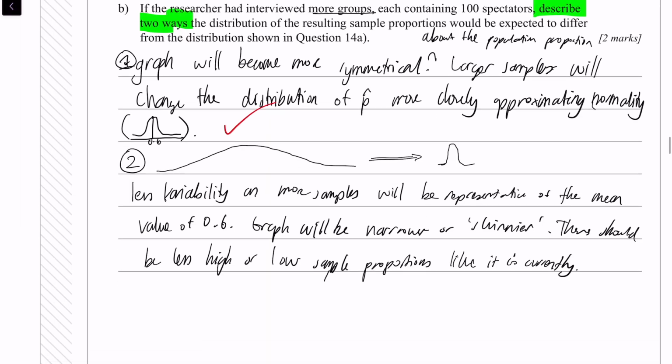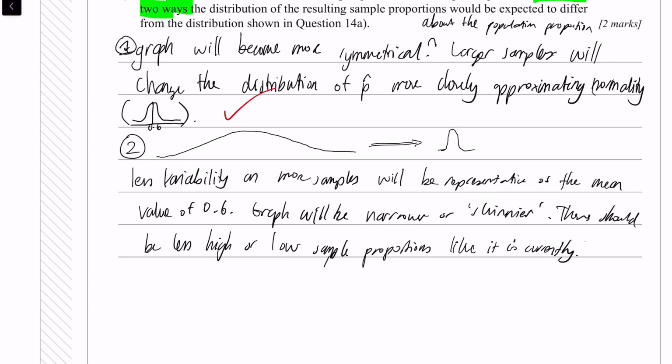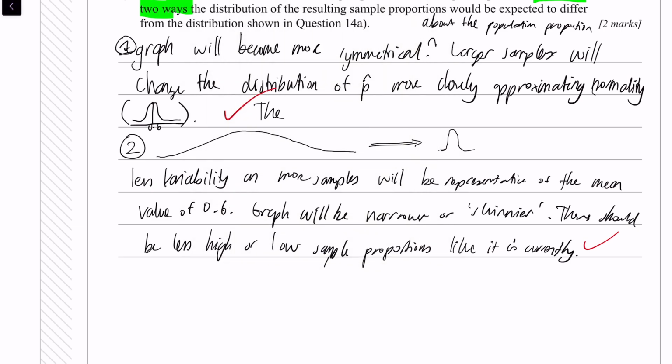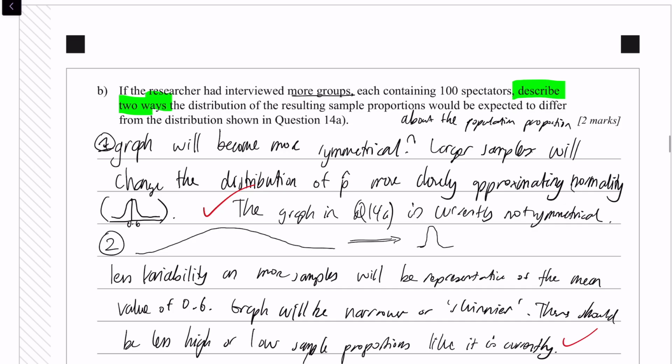Okay, so those are the 2 marks there. And I might add to my first point that the distribution or graph in question 14a is currently not symmetrical. And the reason I say that is because we want to make sure we're distinguishing the difference. That's the key word there, differ, from the distribution.